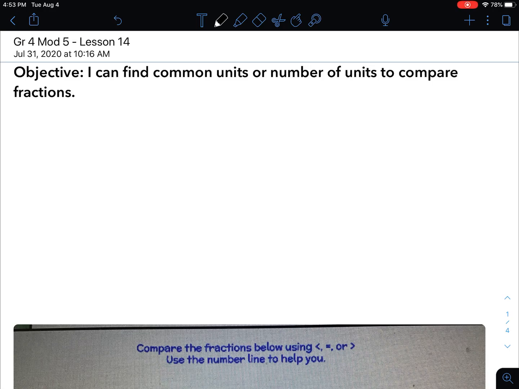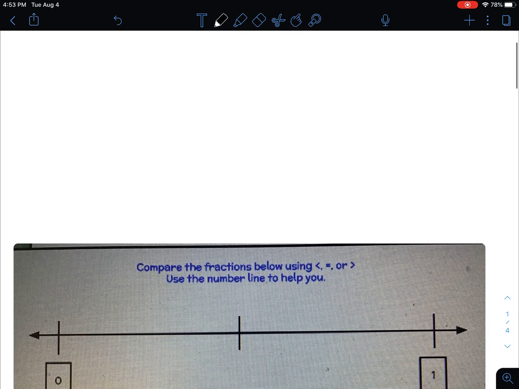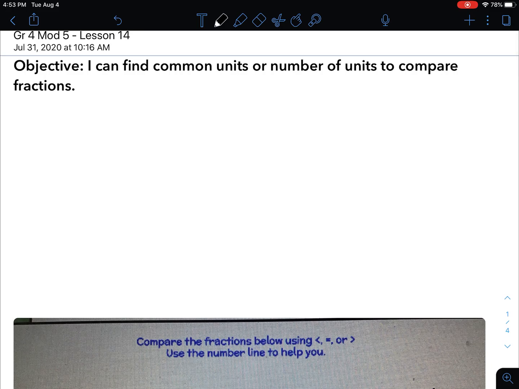Objective for this lesson is I can find common units or number of units to compare fractions. And so we're still comparing fractions like we did in the last lesson, but we're going to use a number line like we did. We're going to go back and use tape diagrams, and then I can show you a third way where you can find common units or number of units to compare fractions.